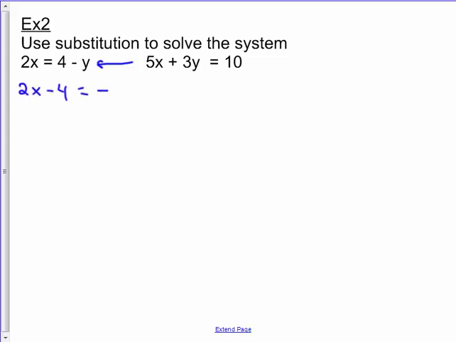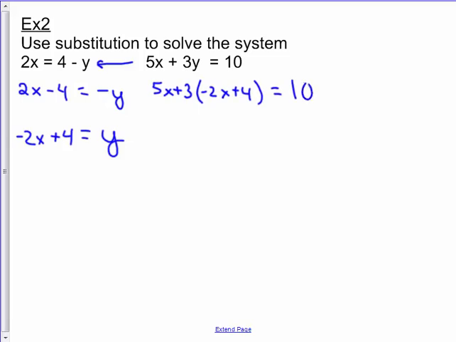So I'm going to move the 4 over by subtracting 4 from each side. Don't forget about the negative with the y there. When I multiply by negative 1, I get negative 2x plus 4. At this point, I'm going to plug it into the other equation. So I'm going to substitute that variable into the other equation. That gives us one equation with one variable, which I can solve.